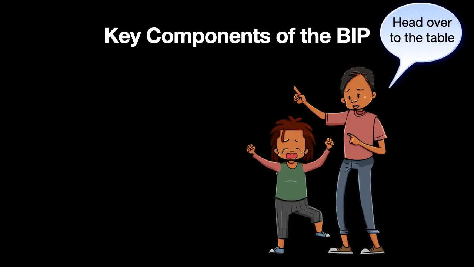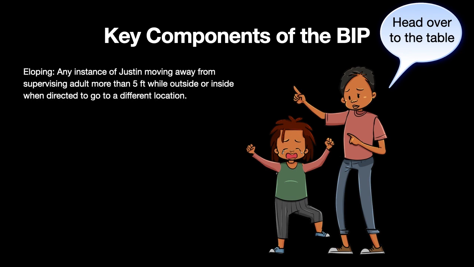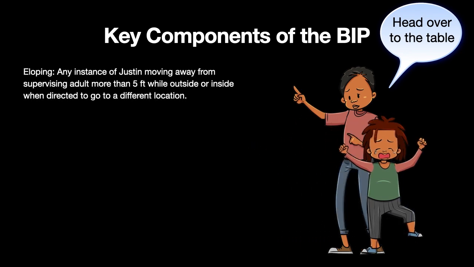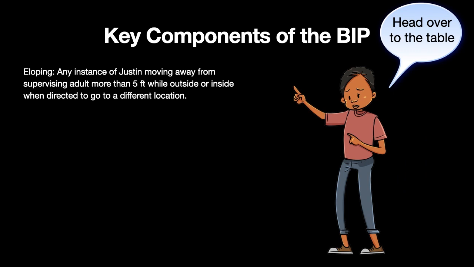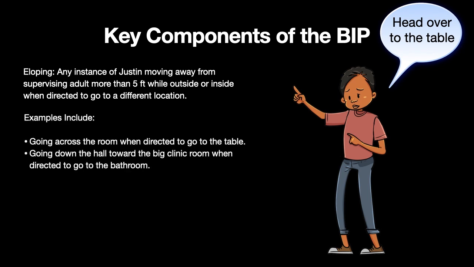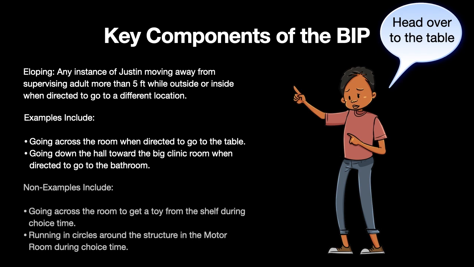Here's an example of eloping. Eloping: any instance of Justin moving away from a supervising adult more than 5 feet while outside, or inside when directed to go to a different location. Examples include going across the room when directed to go to the table, going down the hall toward the big clinic room when directed to go to the bathroom. Non-examples include going across the room to get a toy from the shelf during choice time, running in circles around the structure in the motor room during choice time.